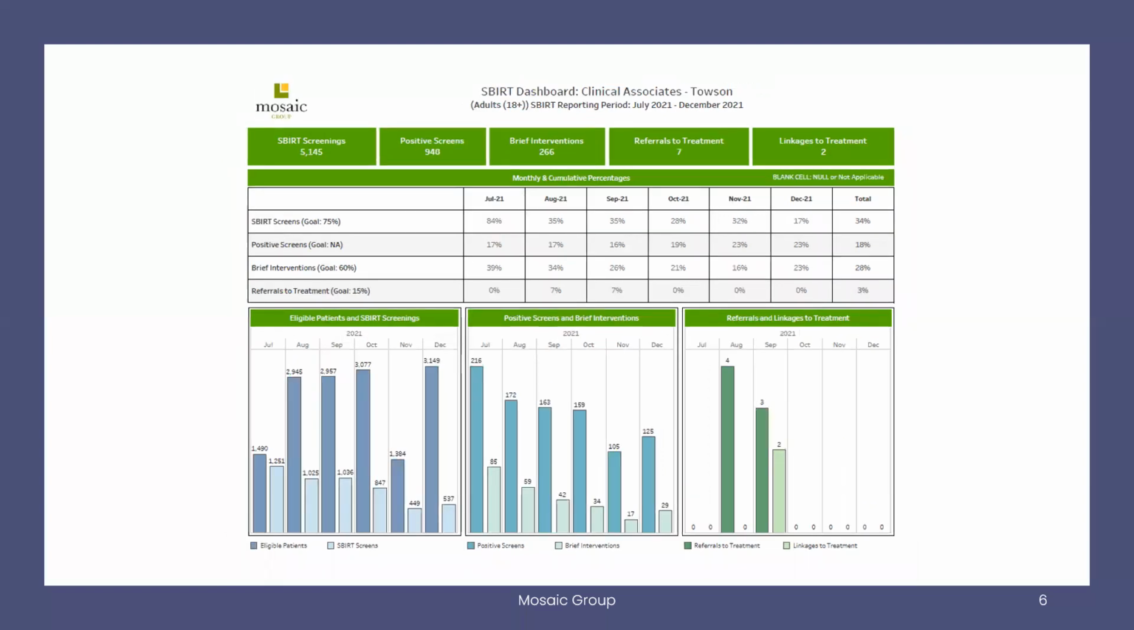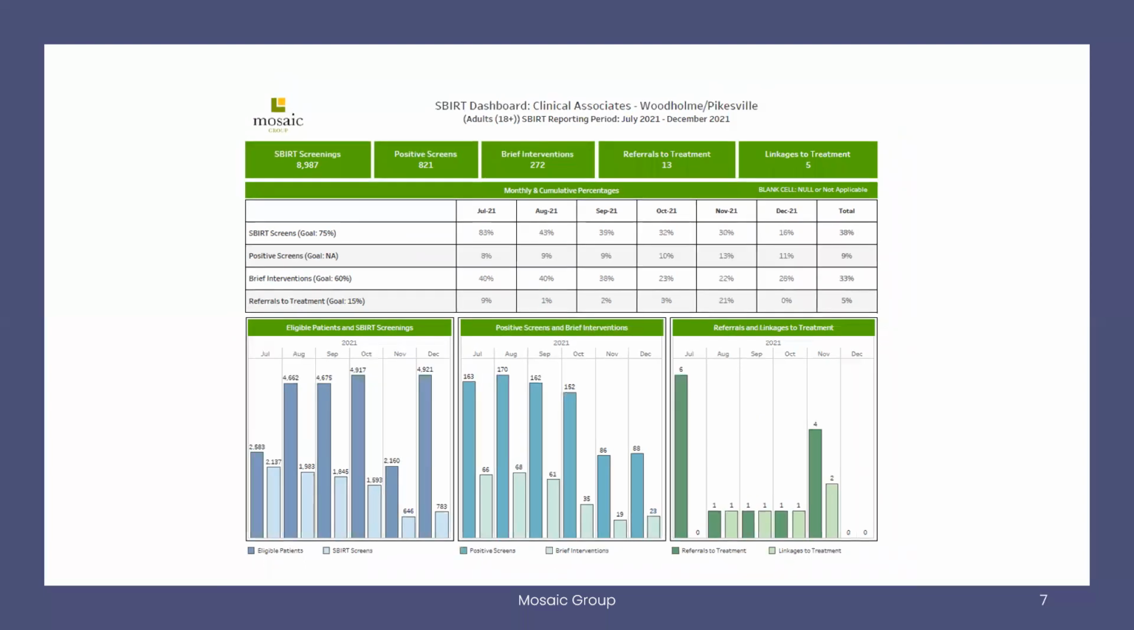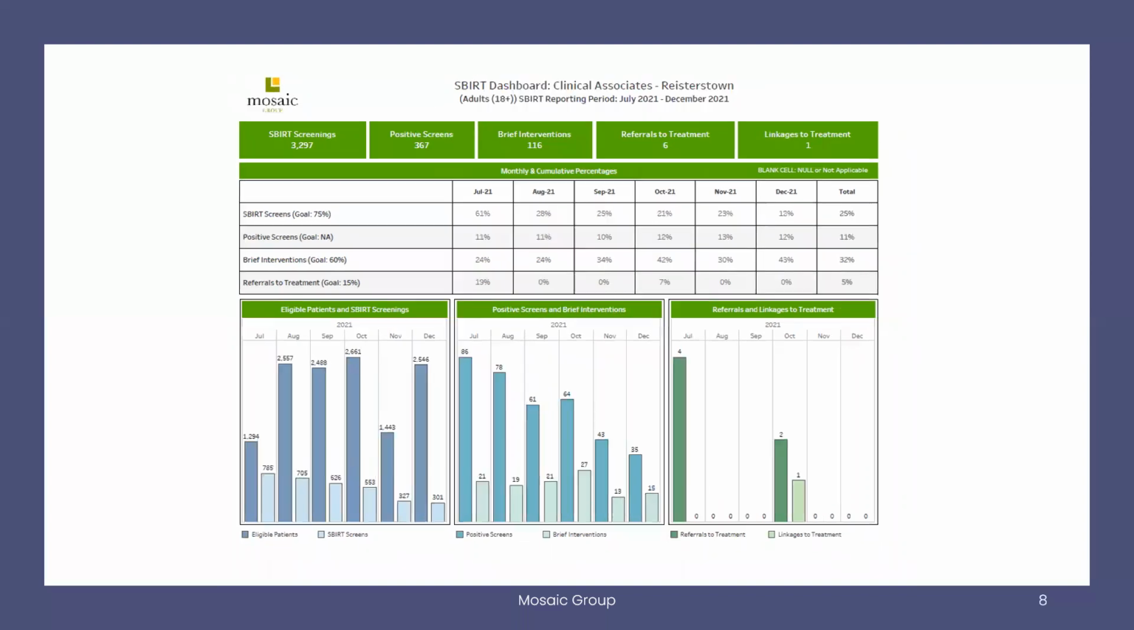The following slides just represent some of the individual data. I'm going to pause on them. You may pause this recording to look at the individual slides if you wish to. First, we have Towson, Woodholm and Pikesville, and then Reisterstown. Each site has an opportunity for growth in the areas of screening and brief interventions.